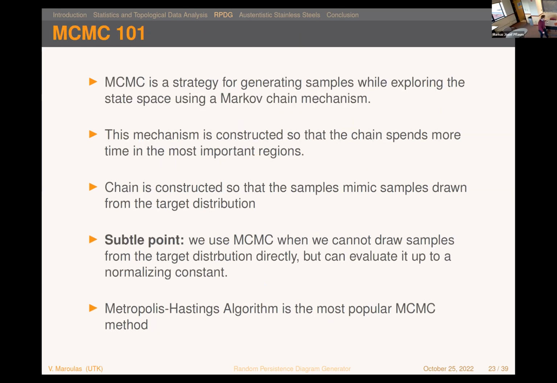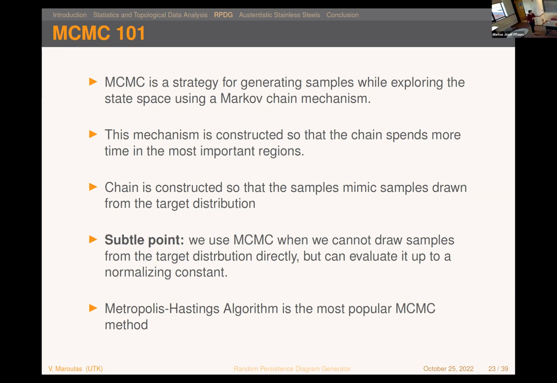Okay, so before going there, in case you are not familiar with Markov chain Monte Carlo, there are about 5 plus 2 more bullets I will show you that you need to know about this method. All the rest is just details, but these are the really big letters. So with MCMC you generate samples while you explore the state space. Now this algorithm is constructed so that the chain spends more time in the important regions. So wherever you have modes of the distribution, that's where your samples should be drawn from. The chain is constructed in such a way that the samples mimic samples drawn from the underlying distribution.